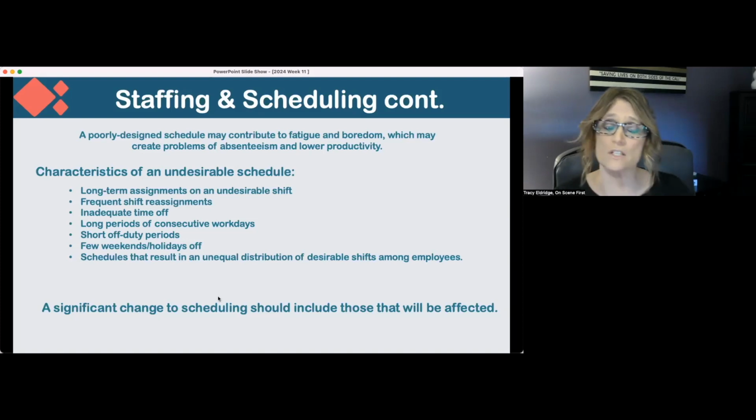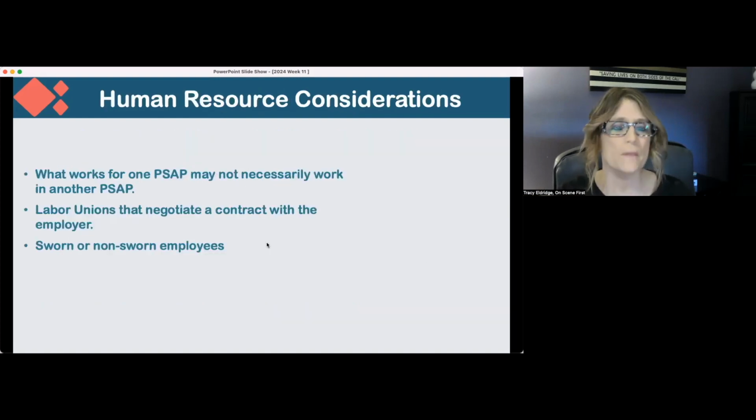A significant change to the schedule should include those that will be affected. A lot of times there are major changes made to the schedule, and the folks that it's affecting don't even have an option. They're not communicated with. It is necessary to keep the lines of communication open to keep people happy.